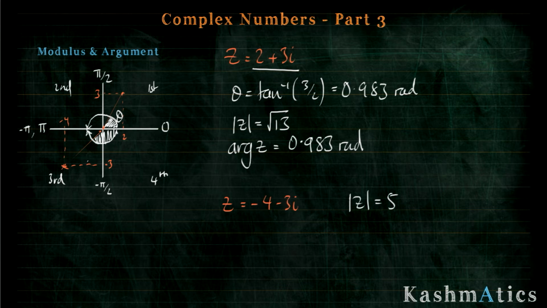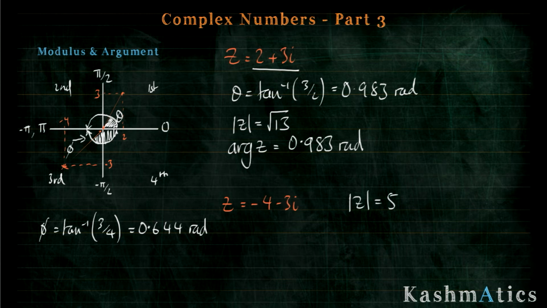The modulus we've worked out is 5. Now in order for me to work out what the argument is, I can't really do it with this obtuse angle straight away. I need to work out what this acute angle here is. So I'm just going to call that angle phi for now. So I would work out what that is. That would be the inverse tan of 3 over 4, which equals 0.644 radians. And from there I need to work out what this obtuse angle here is.